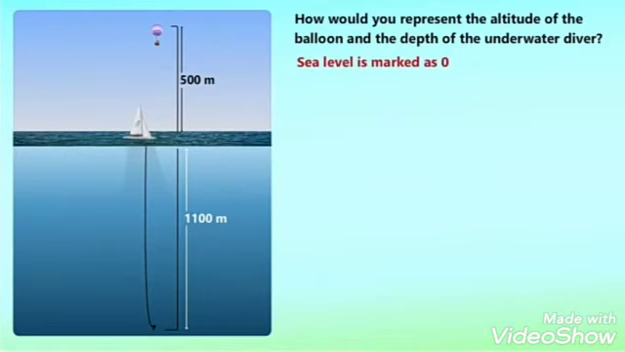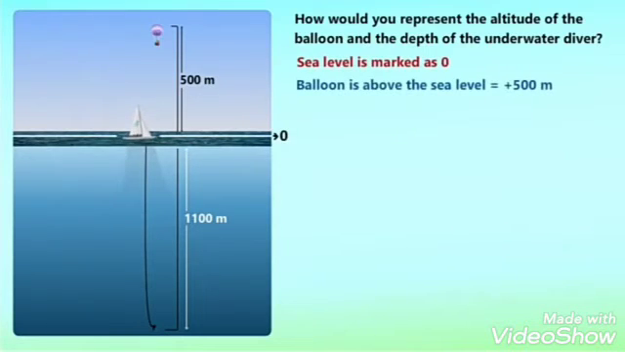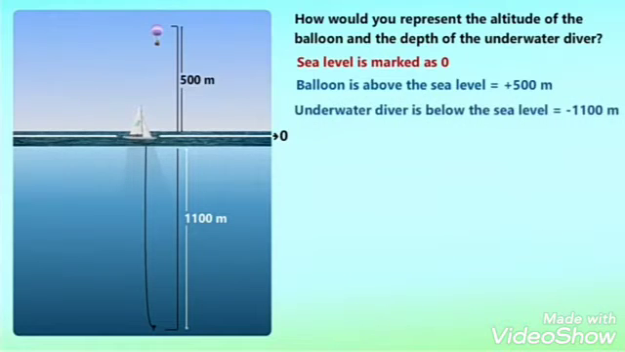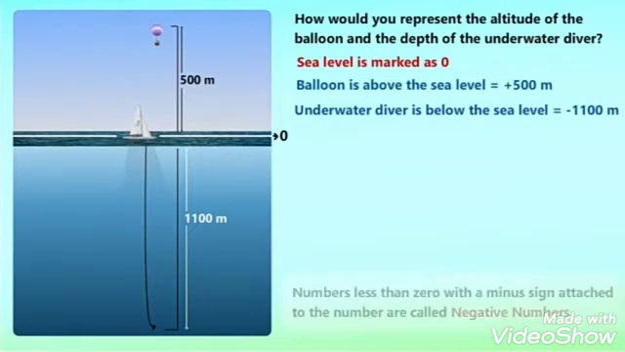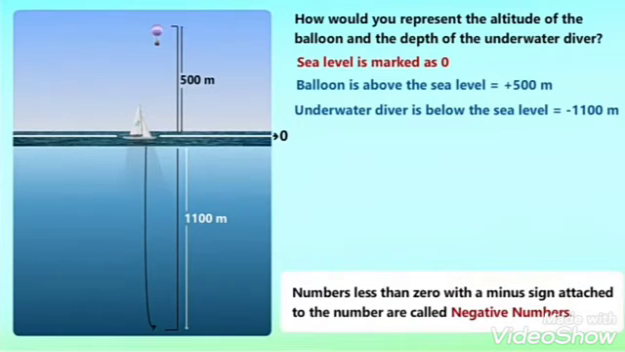Sea level is marked as 0. Balloon is plus 500 meters from the sea level and the underwater diver is minus 1,100 meters from the sea level. Numbers less than 0 with a minus sign attached to the number are called negative numbers.